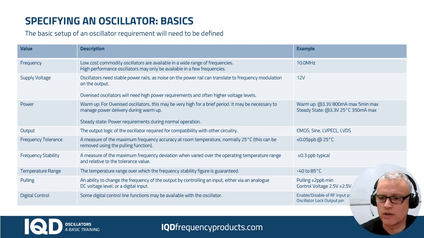Other oscillators like OCXOs have functions like lock pins to tell you when the internal lock has been established. They have pins that tell you as an output to say my temperature is now stable and things like that. So other forms of digital control.